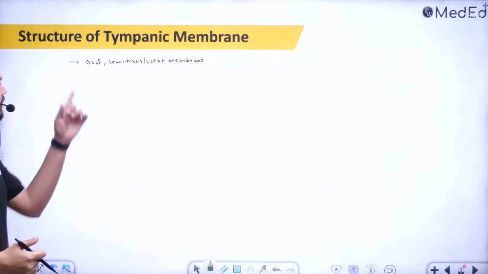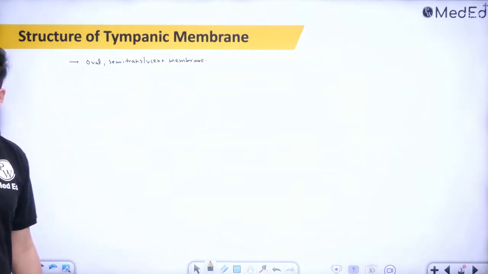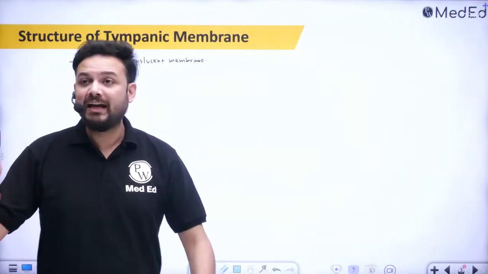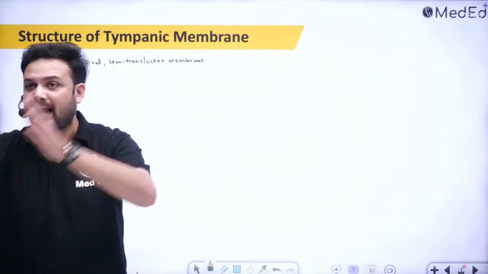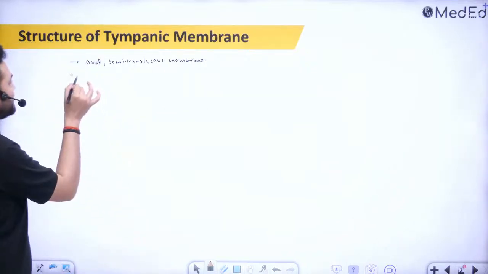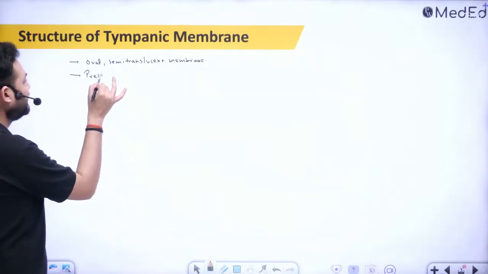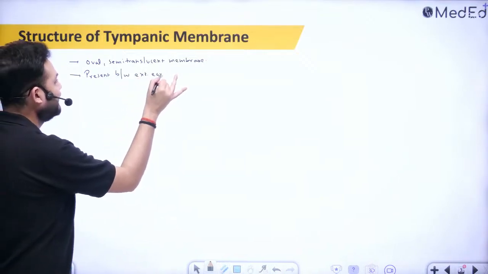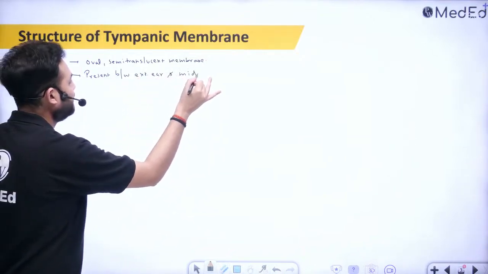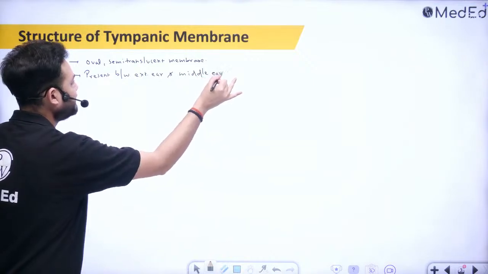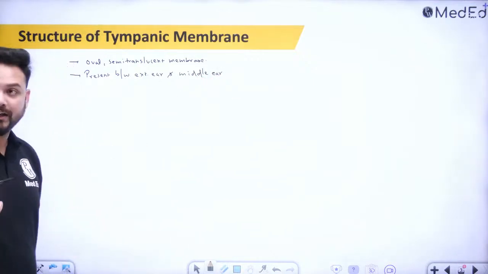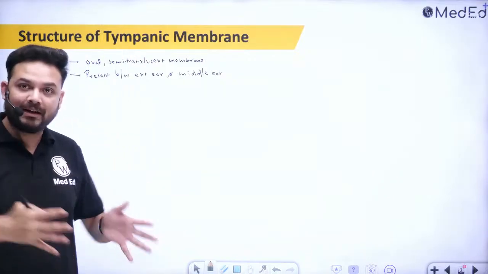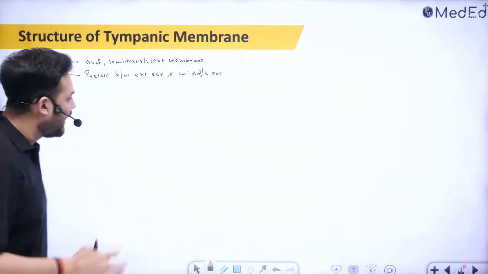Okay, so it's oval as well as semi-translucent. The second thing is that the tympanic membrane is present between our external ear and middle ear compartment. That is the second thing, right? So when we were looking into the external ear and middle ear, let me just draw a lateral diagram for you. That means you're seeing from the lateral side, right? Now, how does that look like?